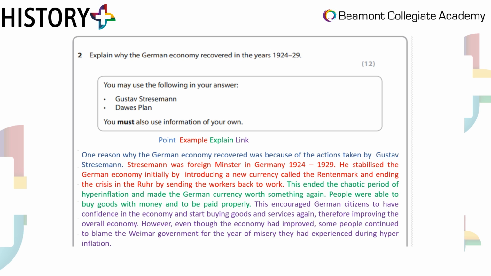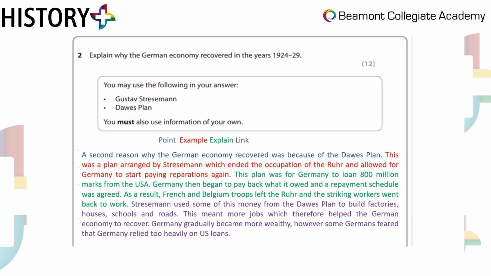So that's how we might answer that first bullet point about Gustav Stresemann. The second bullet point is about the Dawes Plan. So I'm going to do the same thing again, start with my point. A second reason why the German economy recovered was because of the Dawes Plan. I'm going to give an example. This is in red. This was a plan arranged by Stresemann which ended the occupation of the Ruhr and allowed for Germany to start paying reparations again.